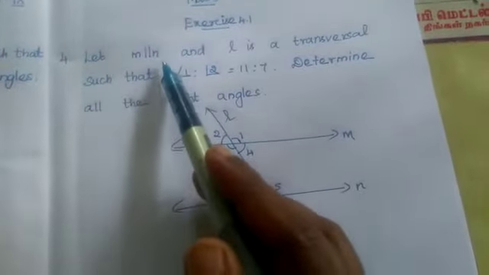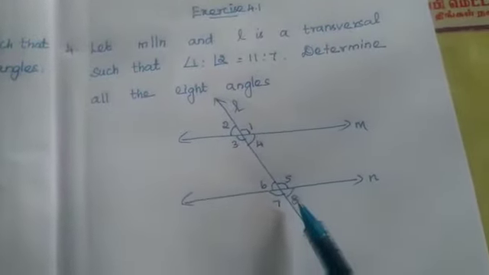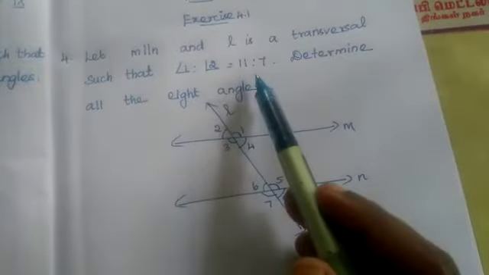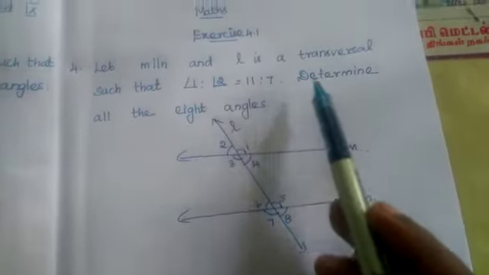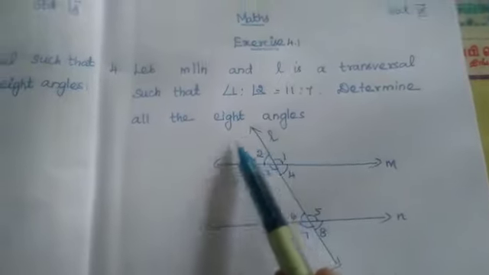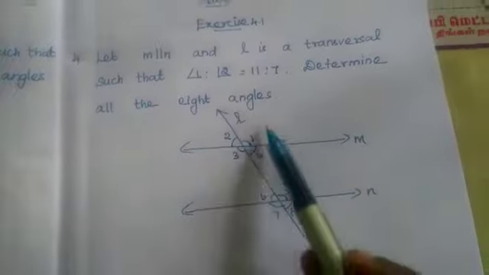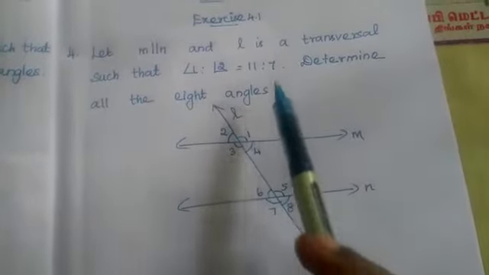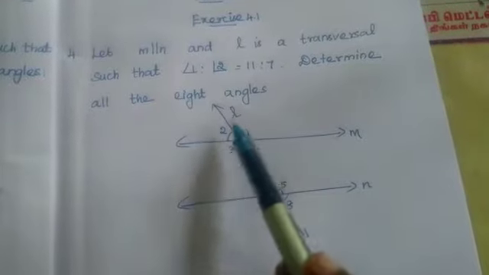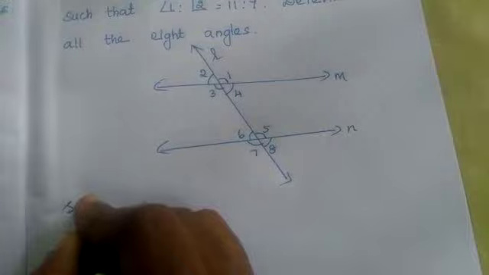Let m be parallel to n, that is given, and L is a transversal such that angle 1 is to angle 2 equal to 11 is to 7. Determine all the 8 angles. Now what's the meaning of this question? Here two parallel lines are given and one transversal is given, and two angle values are given in the ratio 11 is to 7. We want to find all the 8 angles.